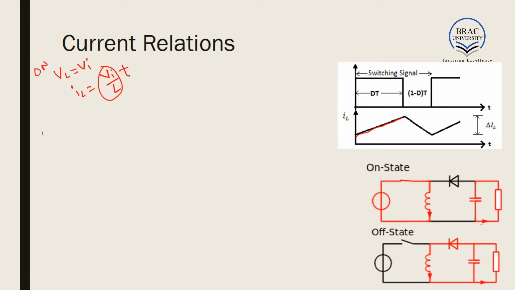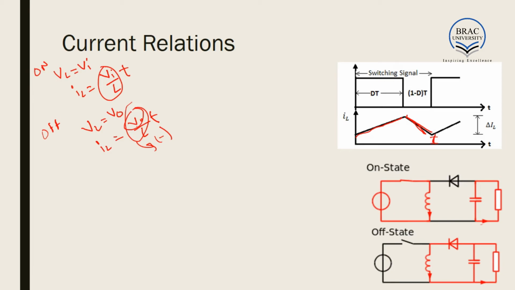In the off state, we have found VL is equal to V output, IL is equal to V output by L into T in the off state. But we note that V output is opposite polarity of V input, that is, if V input is positive, V output is negative. So this has a negative slope. As a result, current decreases. So again, the condition of continuous conduction mode has to be considered while designing.